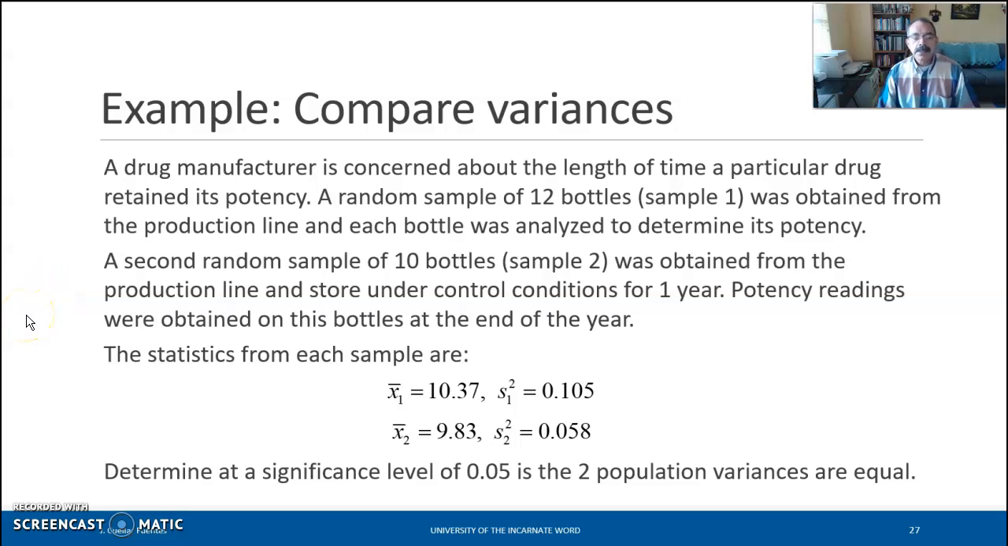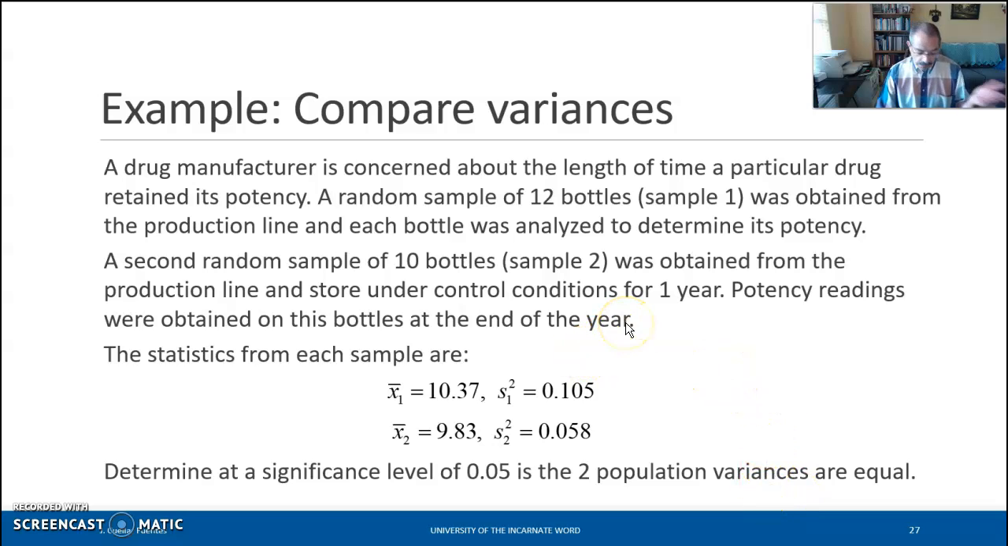The statistics from each sample are: here is the average potency for the first sample and the variance of potency for the first sample. Here's the mean and variance for the second sample. So we want to determine at a significance level of 0.05 if the two population variances are equal.